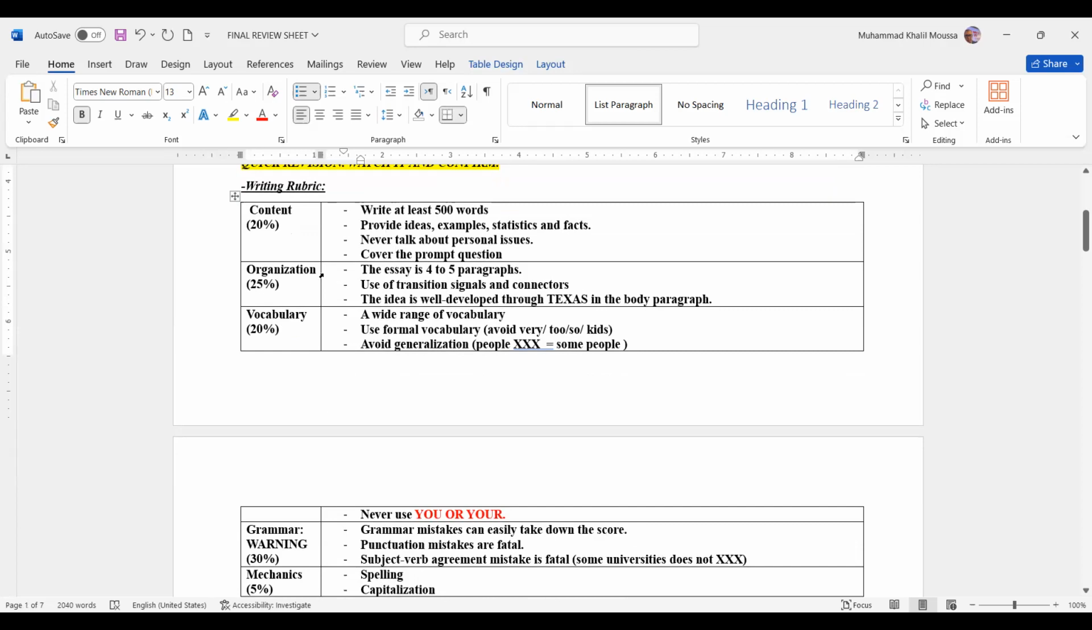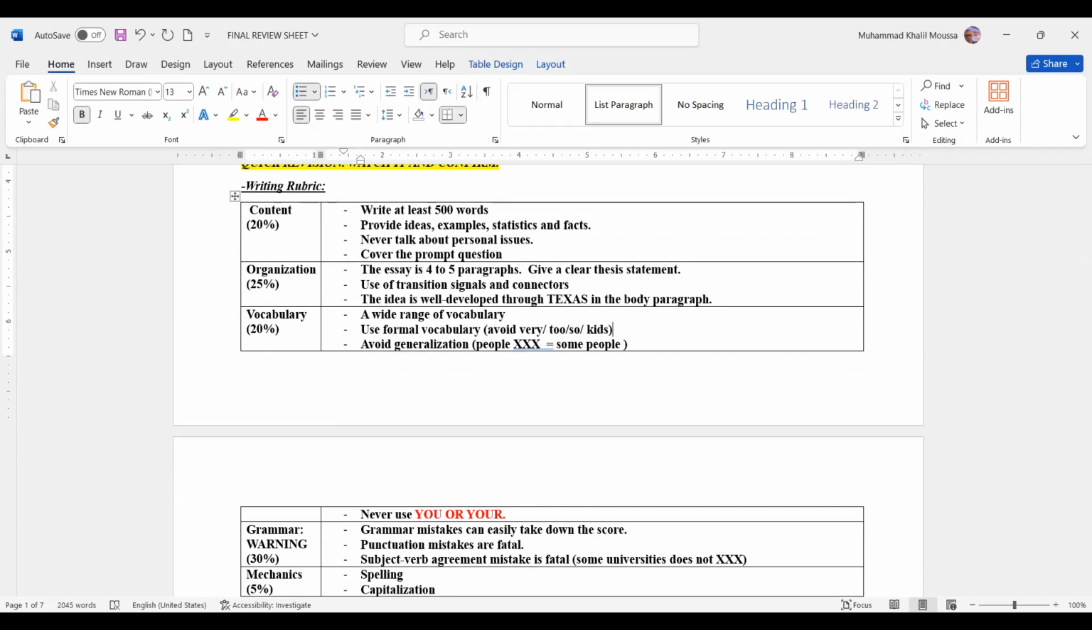Don't forget organization is 25%. The essay is made up of 4 to 5 paragraphs. And the most important thing is to give a clear thesis statement which outlines the whole essay. You have to provide transition signals or connectors. You have to end the body paragraph with a summary, and you have to build up the idea.